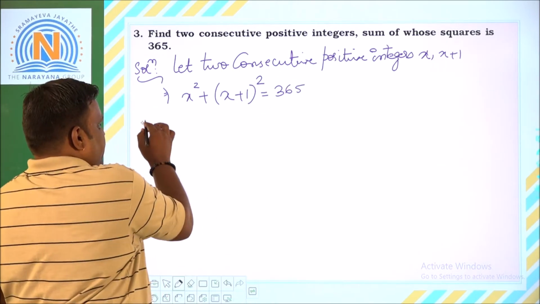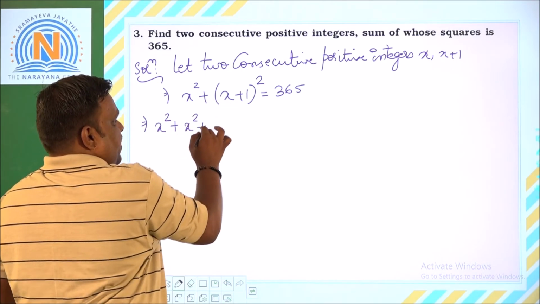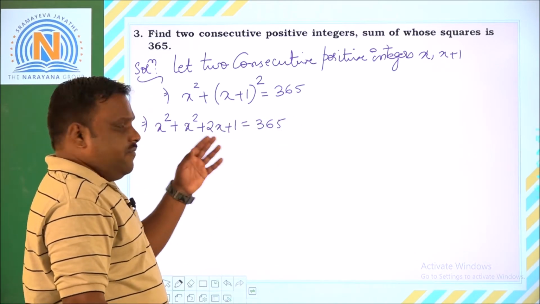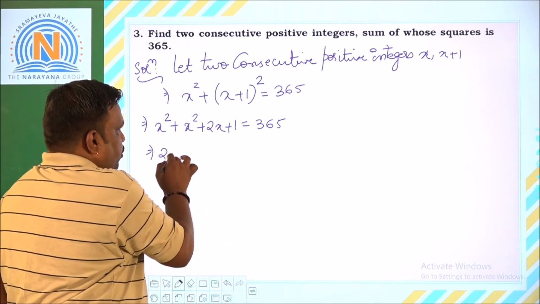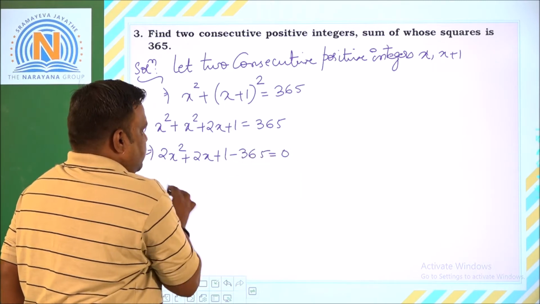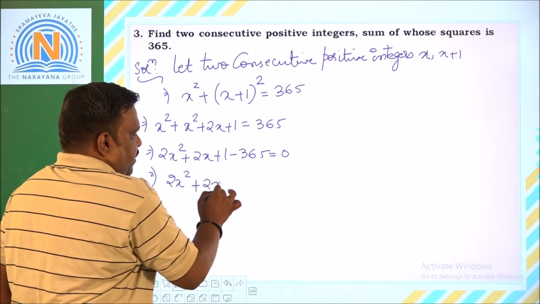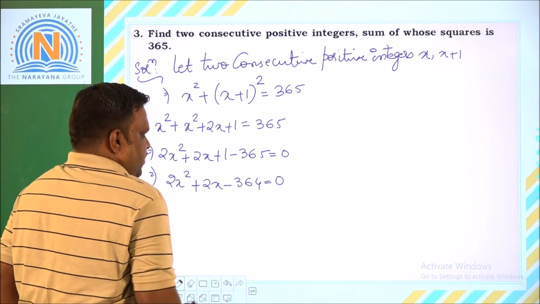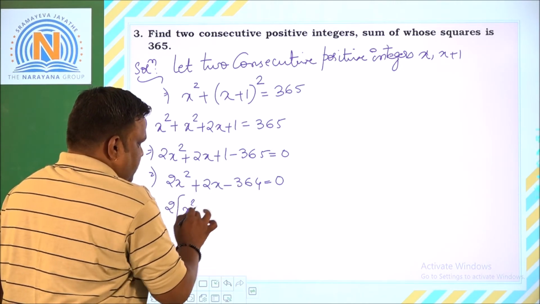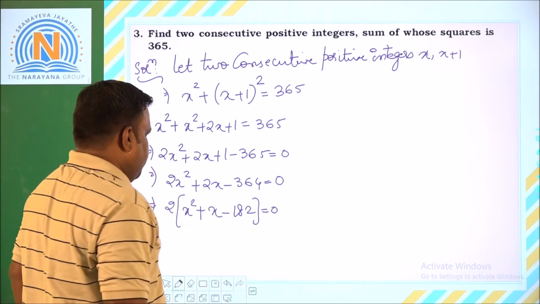Now let us simplify this part right now. It will be x square plus, apply a plus b whole square formula, x square plus 2x plus 1 is equal to 365. Right? On further simplification of this part, it will be 2x square plus 2x plus 1 minus 365 equal to 0. From here, I will be left with 2x square plus 2x minus 364 equal to 0. Take out 2 common. So on taking out 2 common, I will be left with x square plus x minus 182 equal to 0.